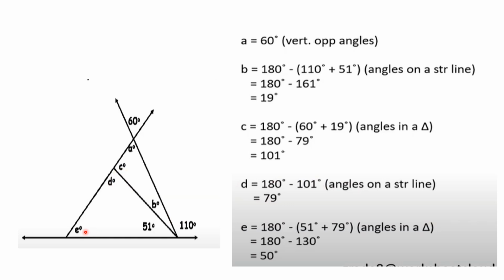So for us to find letter E, letter D and 51 form angles of a triangle. So for us to find letter E, we are going to subtract the sum of the two measurements, 51 degrees and 79, which will make 130. Then because the sum of angles of a triangle is 180, we're going to subtract 130 from 180 degrees. So the difference will be 50 degrees, meaning that letter E will be equal to 50 degrees.